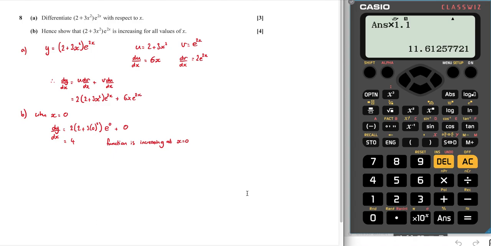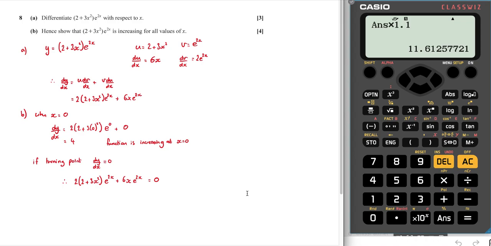I then wanted to show, what does it want to do? Show that it never has a turning point. So if turning point, or a stationary point, you should know that dy by dx is 0. So therefore we can say 2 lots of 2 plus 3x squared, e to the 2x, plus 6x e to the 2x is equal to 0.